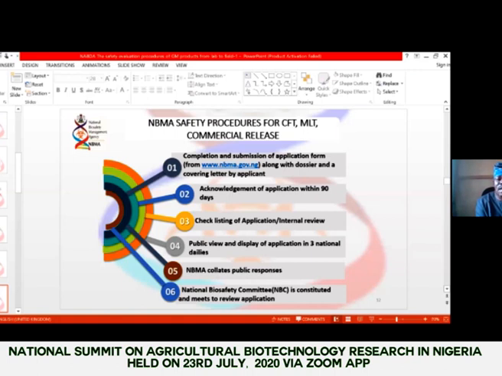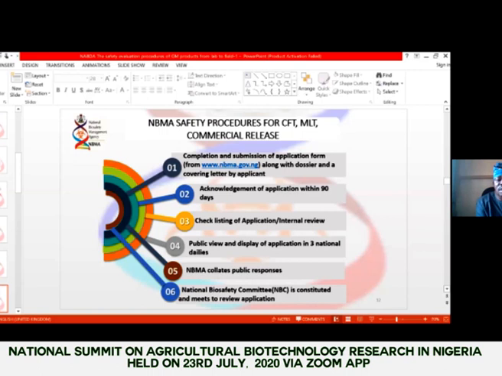then at the NBMA level, that is acknowledged within 90 days, which means it could be less, could be 1 week, depending on the volume of work we have. Then we also check for the completion of such application after the acknowledgement. Once the application is complete, we go ahead with other processes.